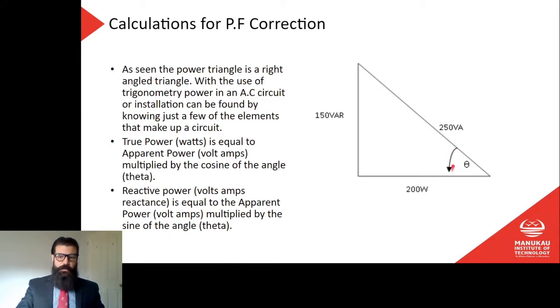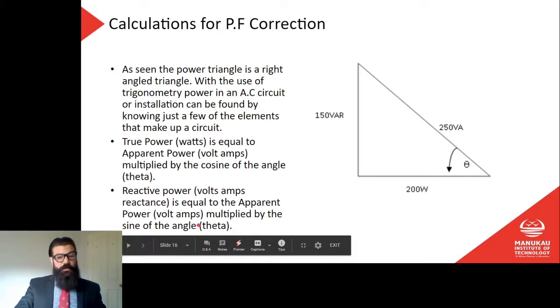It's SOHCAHTOA again. So cos. True power is equal to apparent power multiplied by the cosine of the angle. So that's my adjacent. That's my hypotenuse. So we're saying cosine of the angle times the hypotenuse equals the adjacent. SOHCAHTOA.